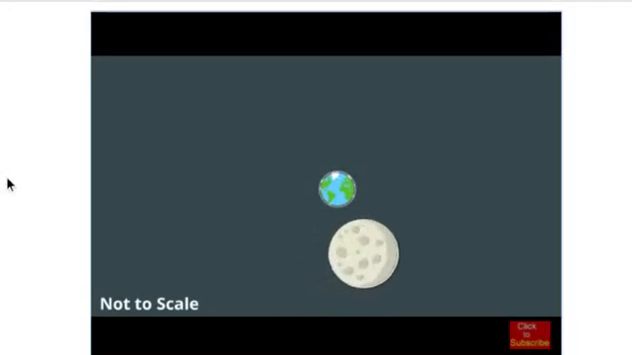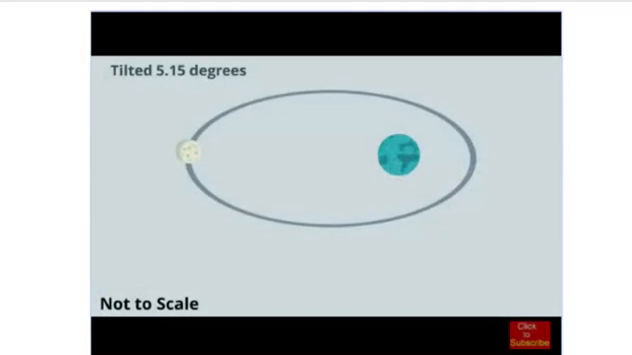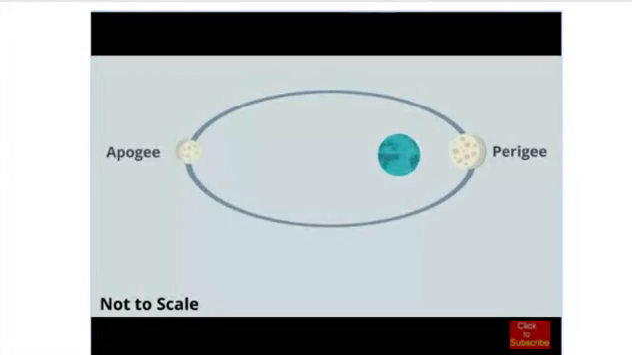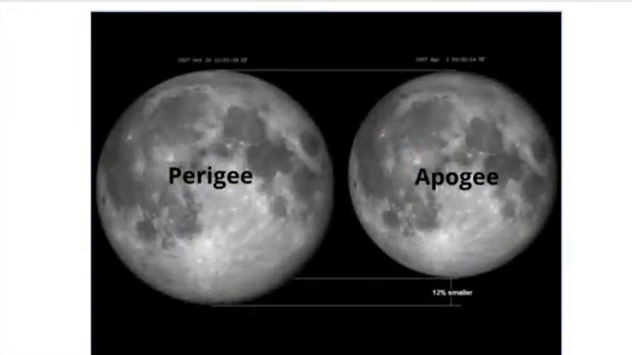The moon's orbit is an ellipse and is tilted by 5.15 degrees. The moon's distance varies from 7% less than average at the perigee, when the moon is closest to the Earth, to 6% more than average at the apogee, when the moon is furthest from the Earth. The moon travels faster across the sky at the perigee and slower at the apogee. When the moon is closer, it looks bigger, and when the moon is further away, it looks smaller.